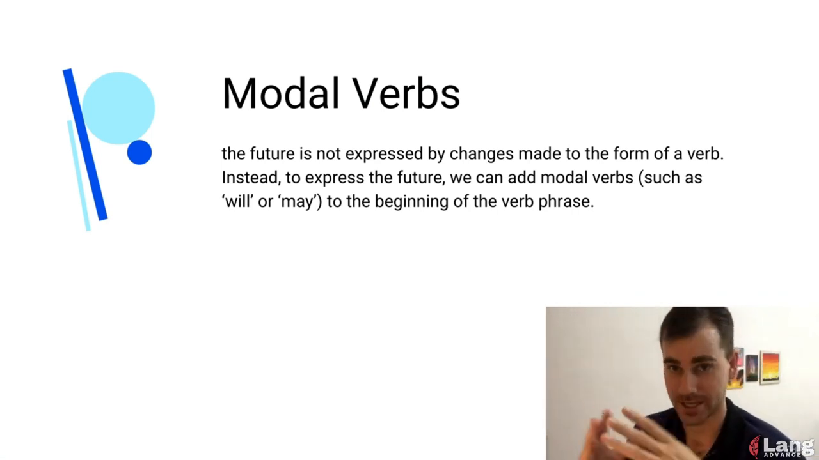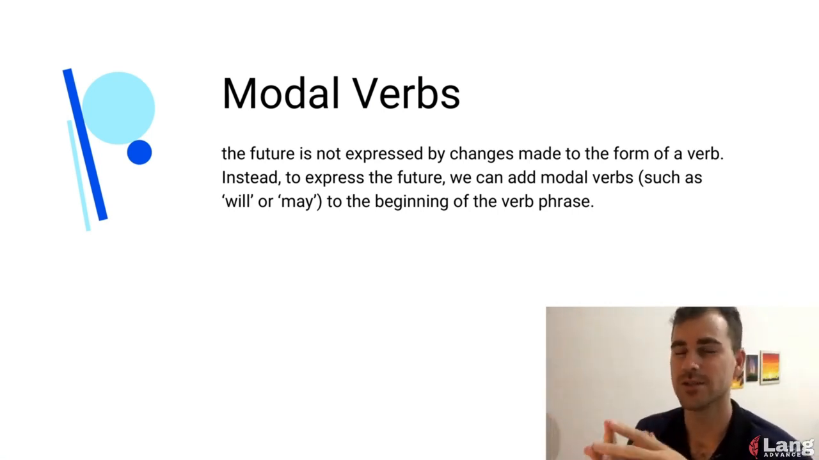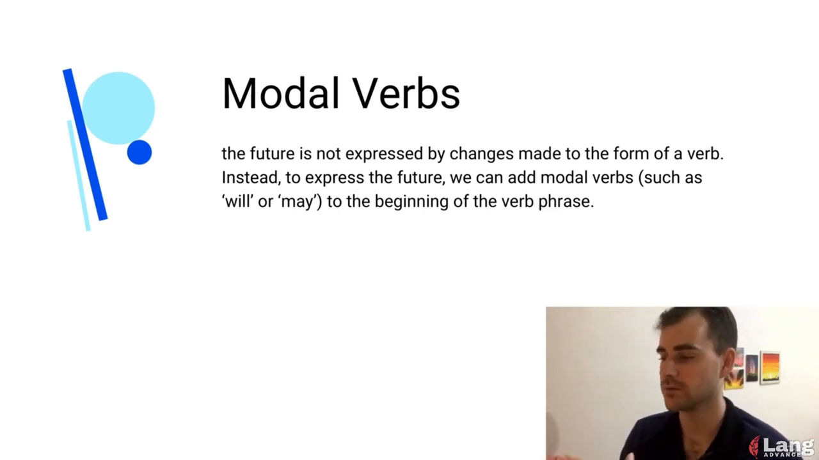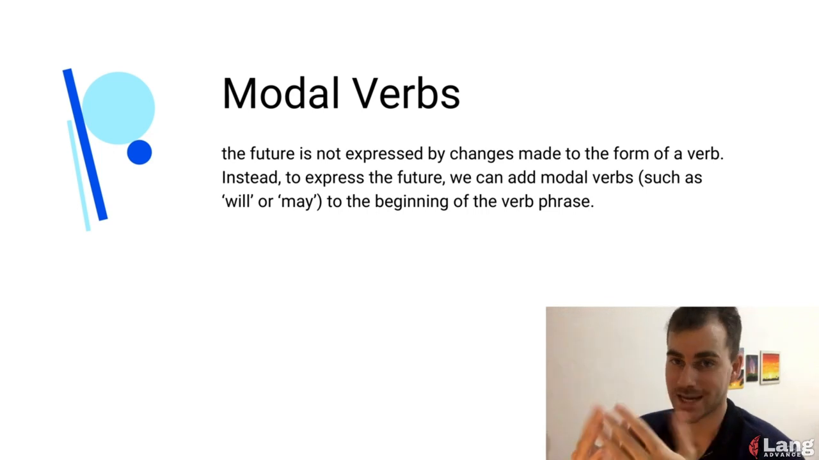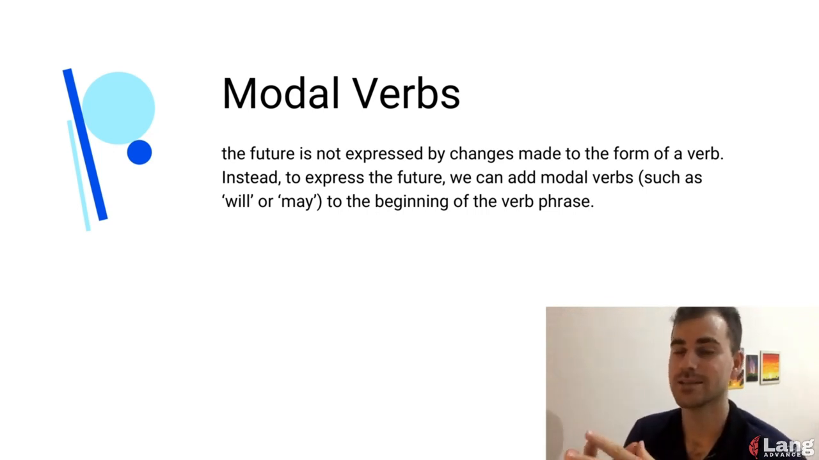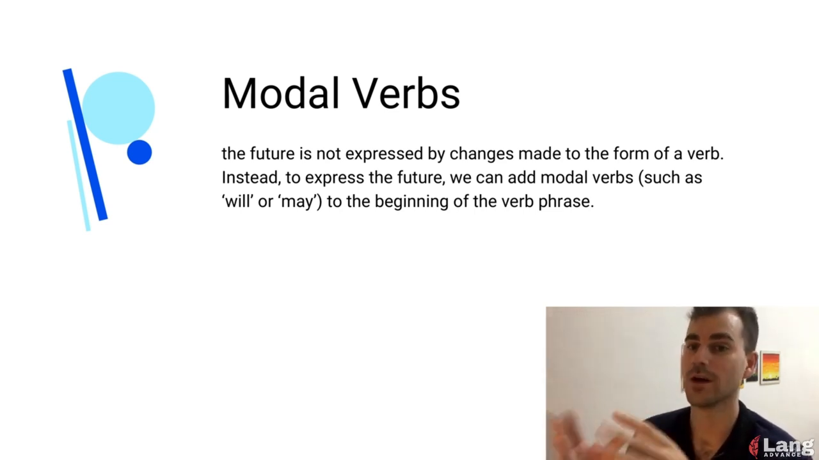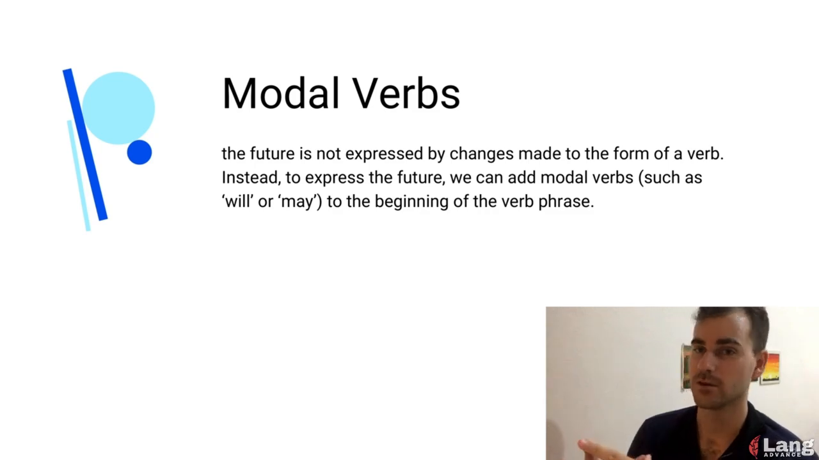As with all future tenses, the future perfect uses modal verbs. So future is not expressed by changes made to the form of a verb. Instead, to express the future, we can add modal verbs, such as will or may, to the beginning of the verb phrase. Unlike the past tense, the future tense does not modify the spelling or the pronunciation of the main verb. Instead, we add will or may before the verb phrase.